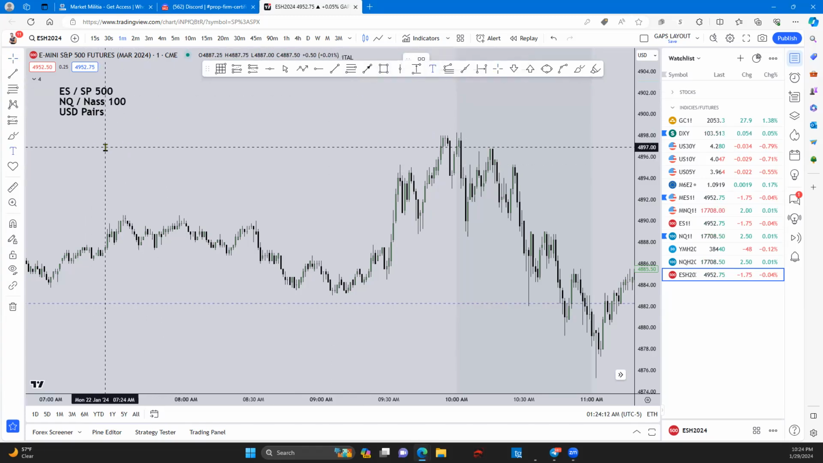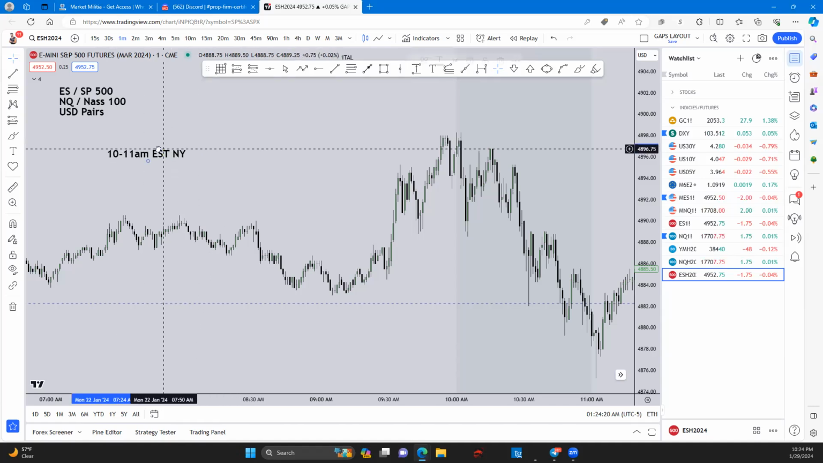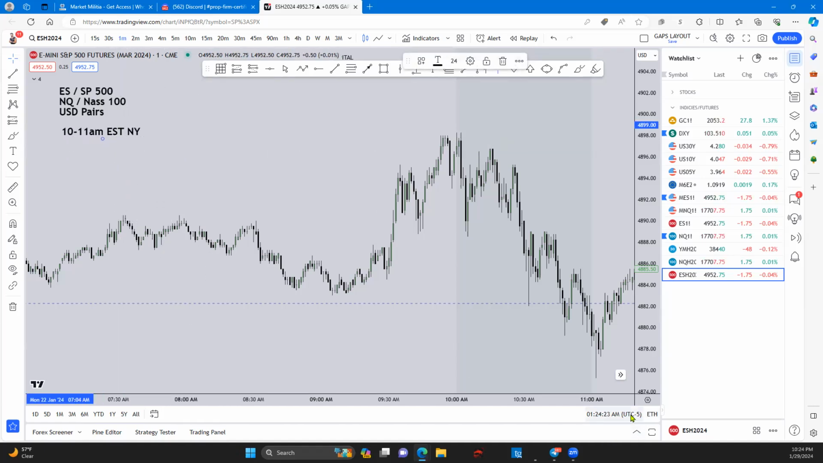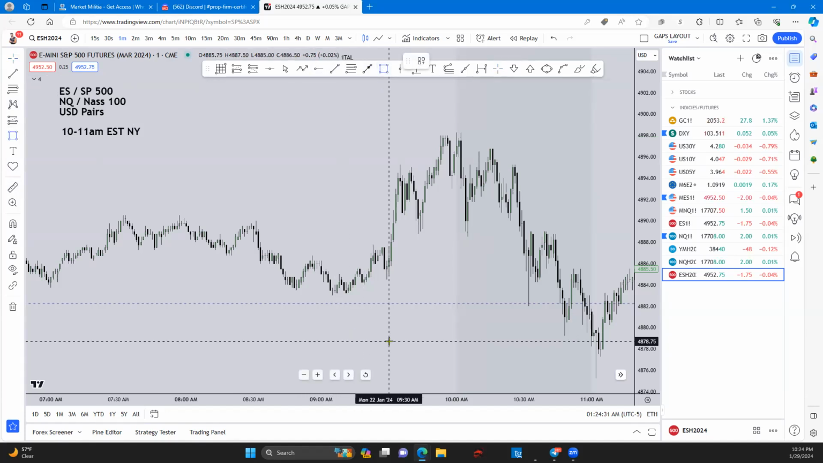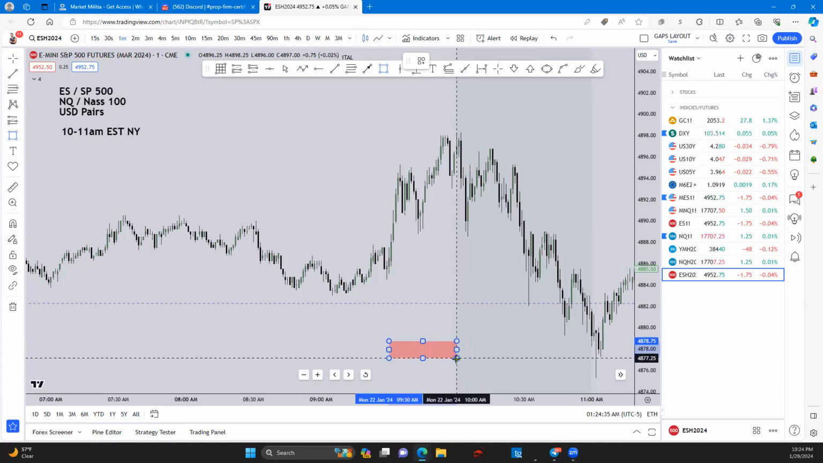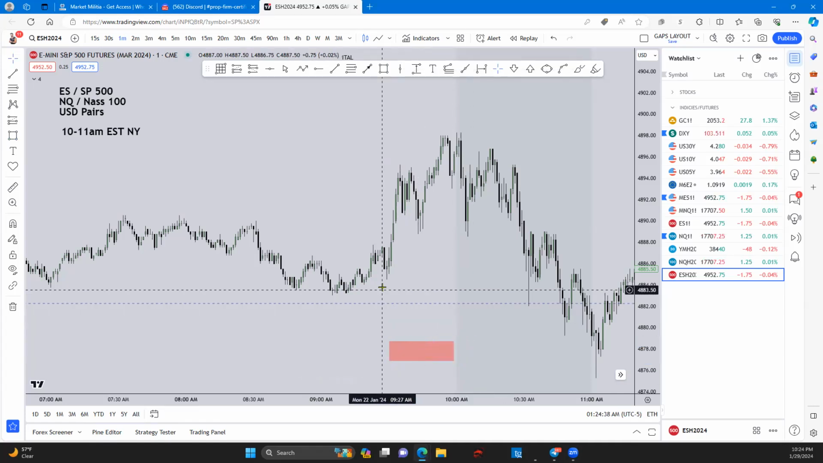You're gonna want to trade it between 10 to 11 a.m. Eastern Standard Time, New York. Right. Okay. So you want to have your chart here set to UTC -5. Okay. So from 9:30 to 10. Okay. 9:30 is when the CME open is.